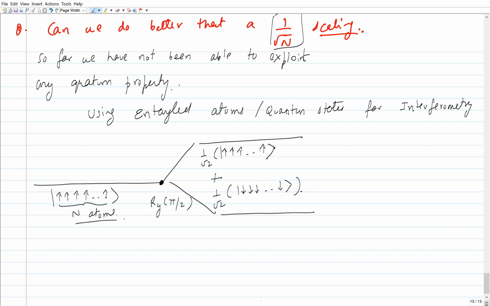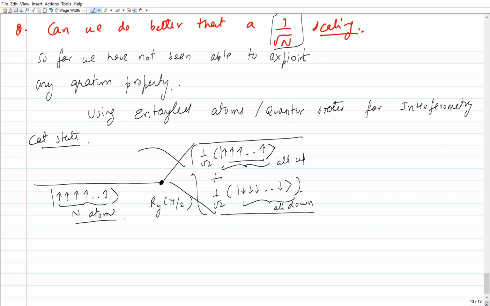So this was one of the examples we studied as an entangled state. Notice this state cannot be written as a product state. The Schmidt number is 2, and it's an equal superposition of all up and all down. This state is popularly also called the Schrodinger's cat state. Either the cat is alive or the cat is dead.